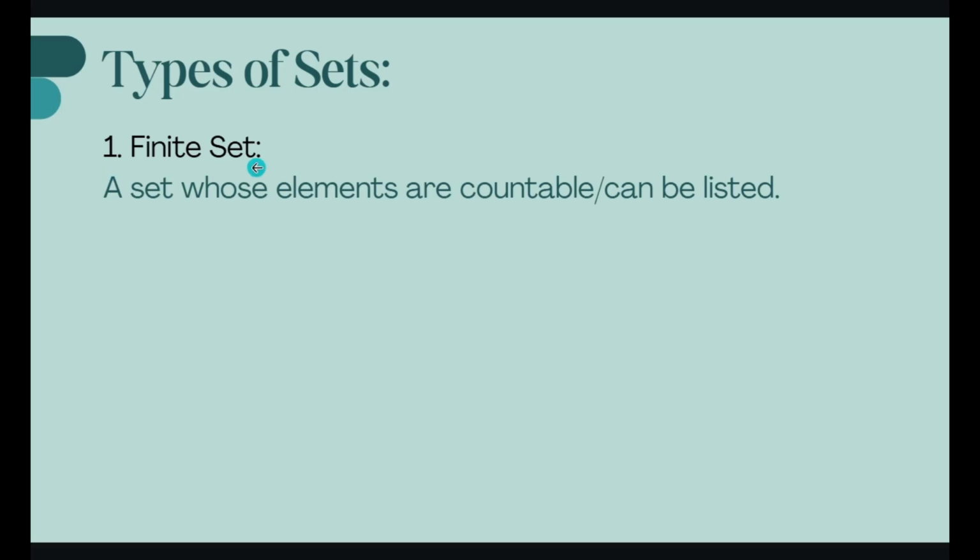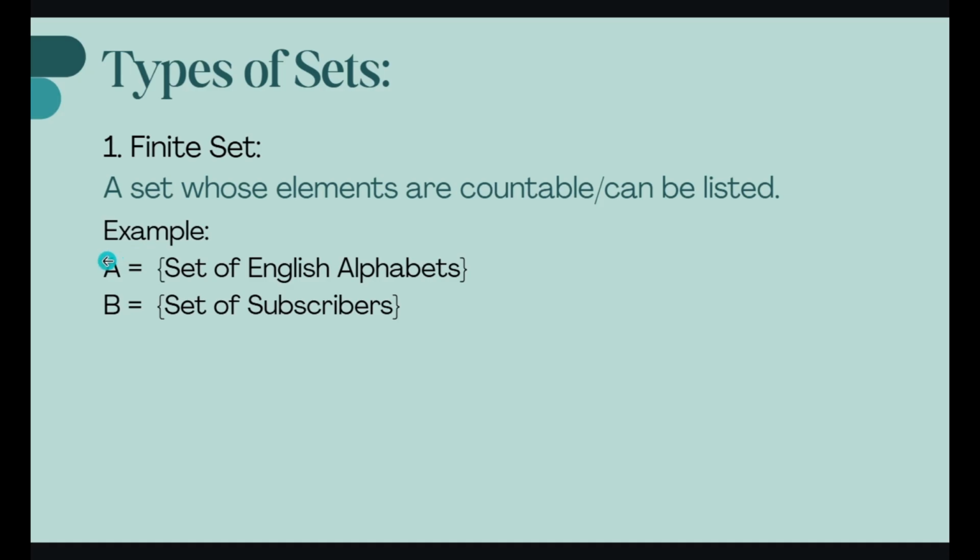Types of sets. There are a total of 9 types of sets, starting with the first one, finite set, which means a set whose elements are countable or can be listed. From the example, A equals set of English alphabets, B equals set of subscribers. So these are the sets whose elements can be counted.